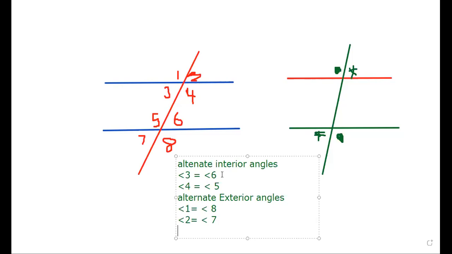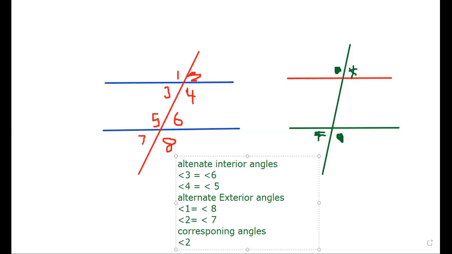Is there any other pair? We can see it here. We can find corresponding angles. So we have corresponding angles, and they should be on the same side of the transversal, and also they will be equal in measure. Is there anyone who can give me an example, please? Angle what?